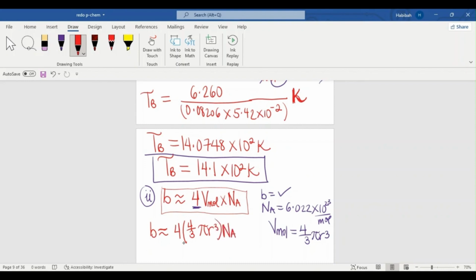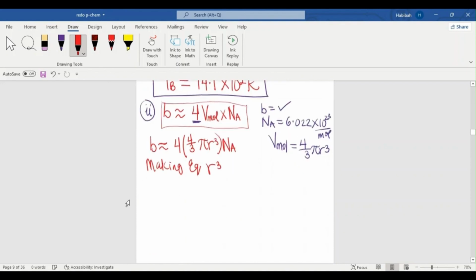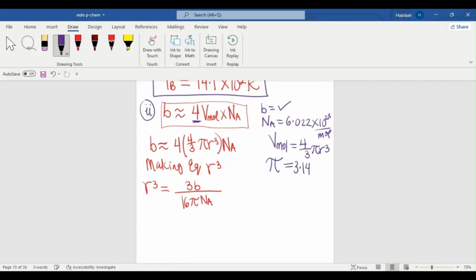So making r the subject of the equation, in terms of r cubed, we get r cubed, okay, equals 3B divided by 16 pi Na. By the way, pi here is going to be the constant, which is 3.142. So I'm just going to say 3.1416 because I want to make sure that I use as much of the raw value as possible.